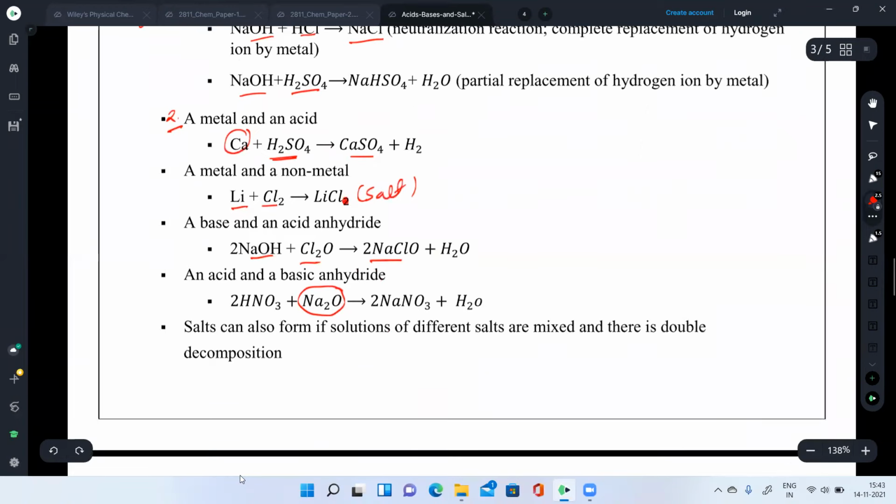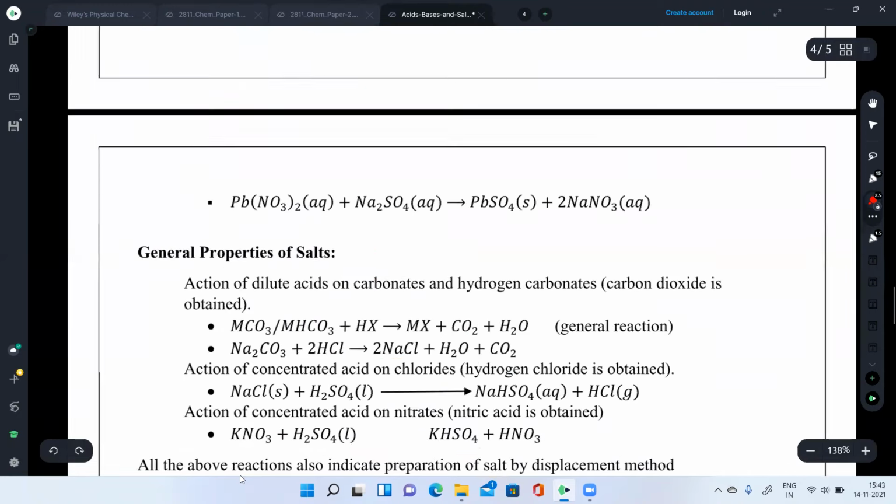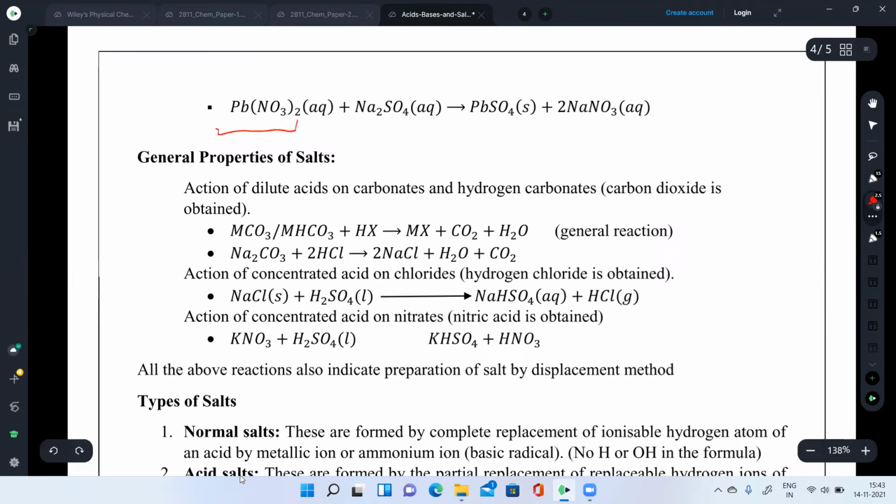So you can see here that the salt has been formed. Here also salt has been formed. Salt can also be prepared by a double decomposition reaction. We can say here Pb(NO3)2 plus Na2SO4. Pb will exchange its ions with SO4, and Na will exchange with NO3. These two are salts. This one is also a salt. So salt can also be formed with the help of aqueous solutions of other salts.